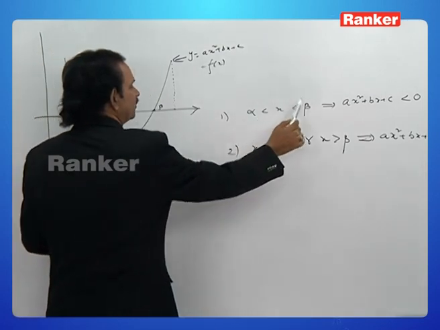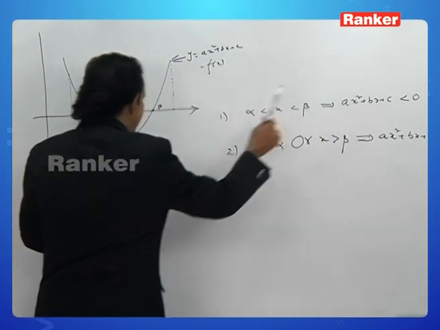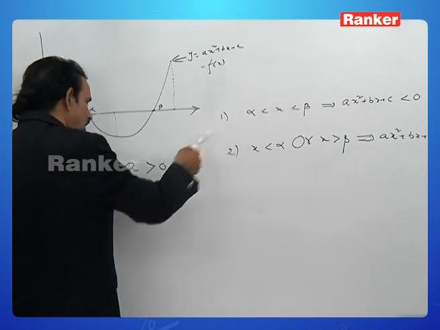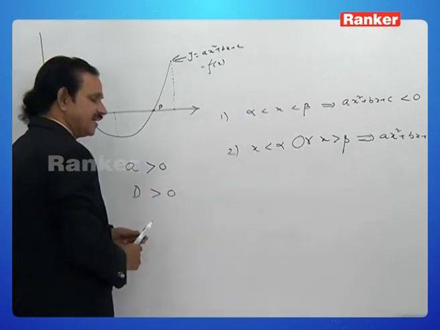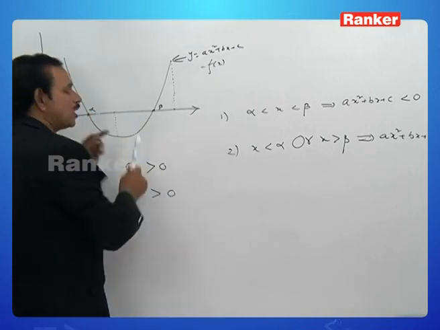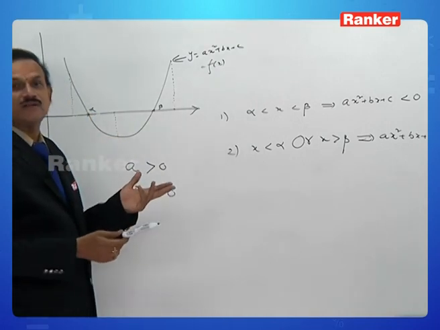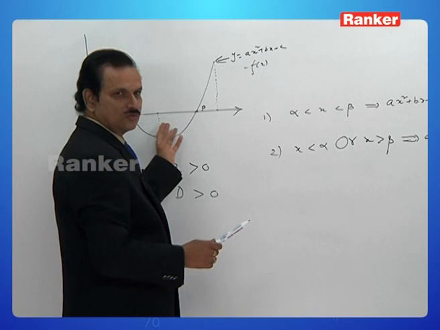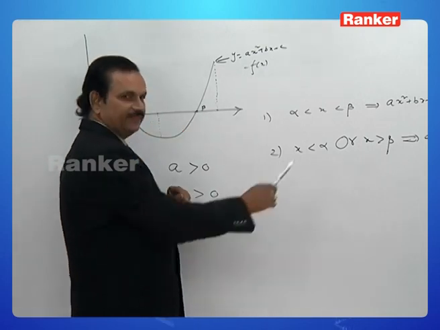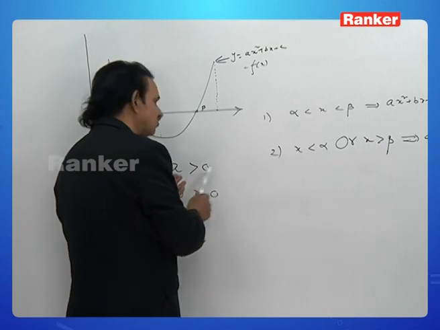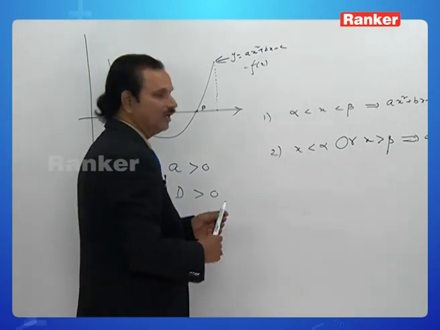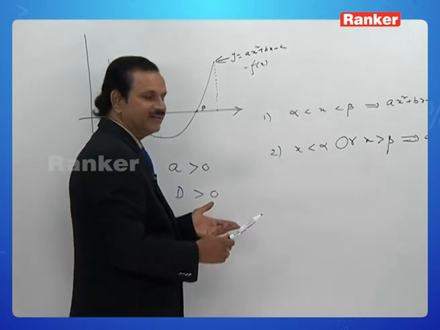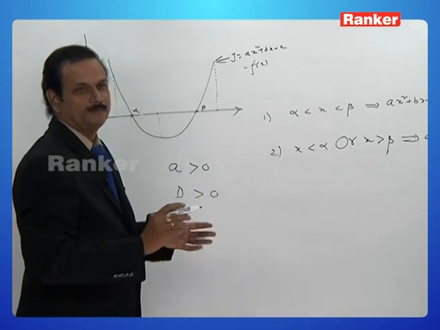If x lies between the roots, expression and a have opposite signs. Expression is negative, a is positive. In the second case, if x does not lie between the roots, what does it mean? Either x is less than alpha or x is greater than beta. In these two cases, the expression is positive, a is also positive. Therefore, expression and a have same sign when x does not lie between alpha and beta.